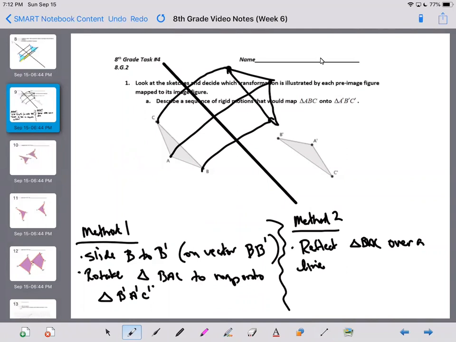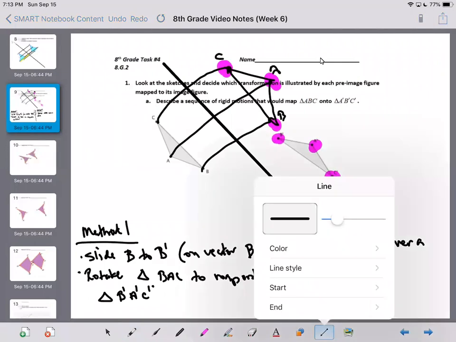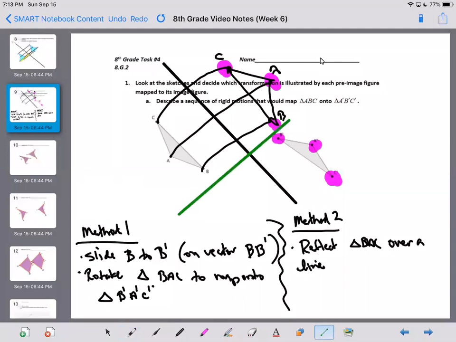Well then, notice that this would be C and this would be A and this would be B. I would need to do another reflection line because I would need C to line up over here, and A would have to be here and B would have to be here. So we're looking at another reflection line that would have to go somewhere here in order to reflect it. So we would reflect it over the black line and then we would reflect it over the green line.